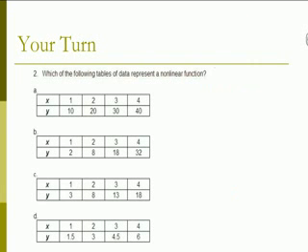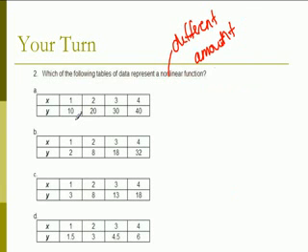Now let's look at these tables. It says, which of the following tables of data represents a nonlinear function? So a nonlinear function means it goes up by different amounts. So we need to find the table that goes up by a different amount. In A, y is 10, 20, 30, 40. Well, that's all going up by tens, so we know that's wrong. 2, 8, 18, 32. Well, let's find out.